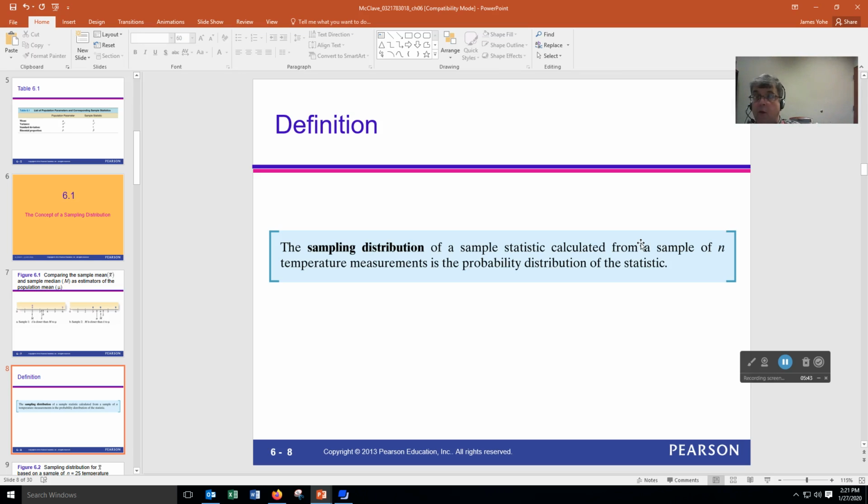Some of them, when we calculate the mean, could be real close to the actual population mean, but some of them, if we got outliers, could be really far apart.